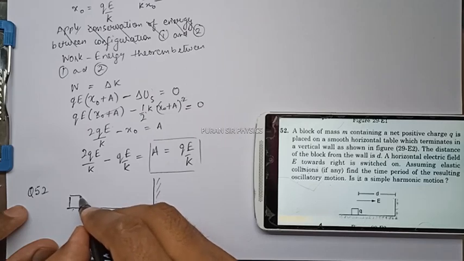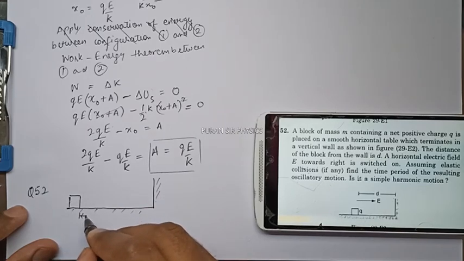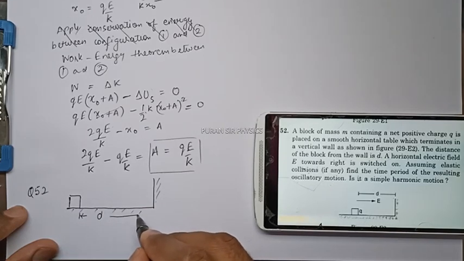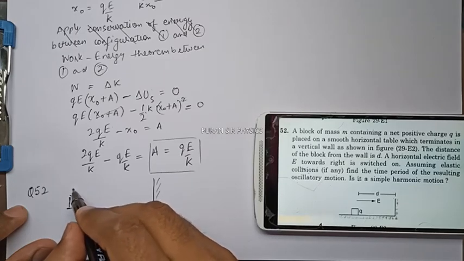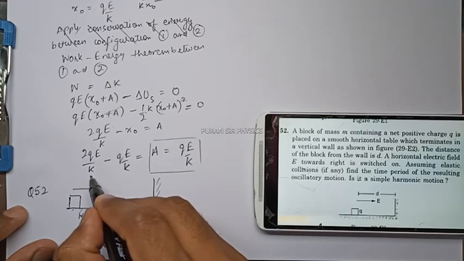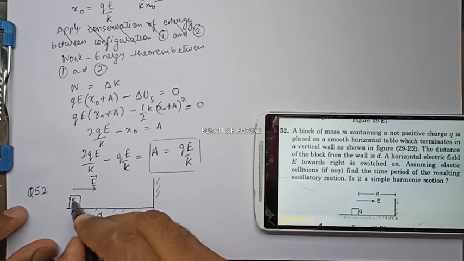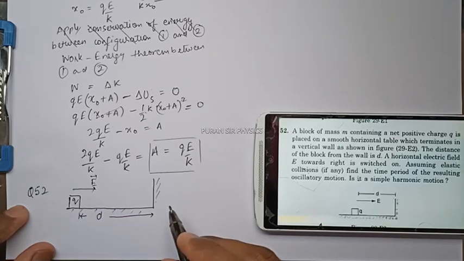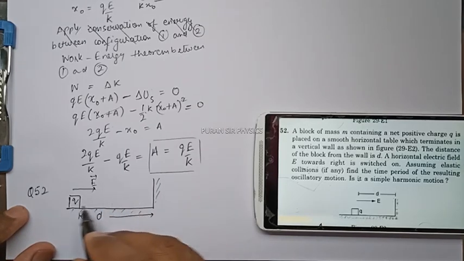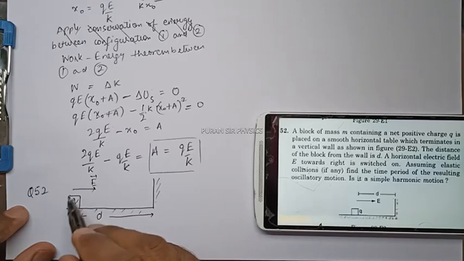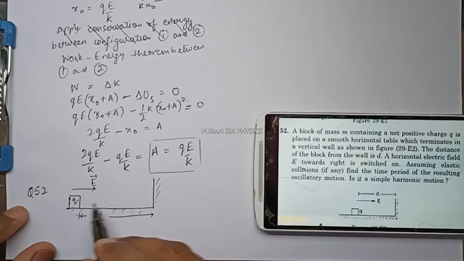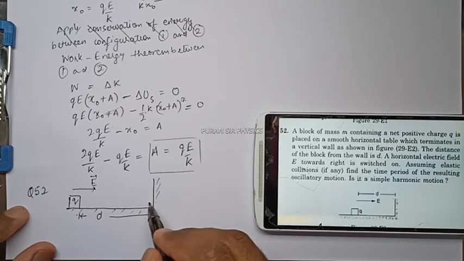And the block was kept at a distance d from the wall, and then the electric field is suddenly switched on, and we have to find the time period of the resulting oscillatory motion. So first of all, when we switch on the electric field, what happens? It will exert a force on this charge Q, this block, in the right direction, due to which it will accelerate in the right direction.